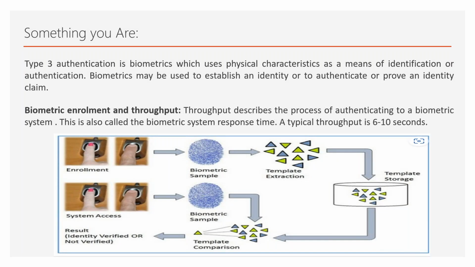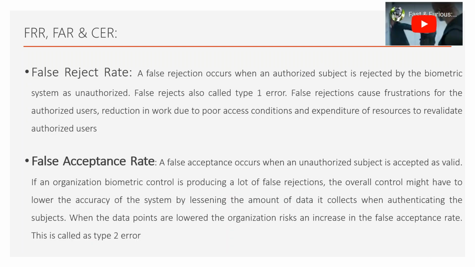Now when we talk about something you are authentication, there are three measures: your FRR, your FAR, and your CER. FRR means your false reject rate. FAR means your false acceptance rate, and CER is your crossover error rate. Now we can say that your FRR is your type 1 error.